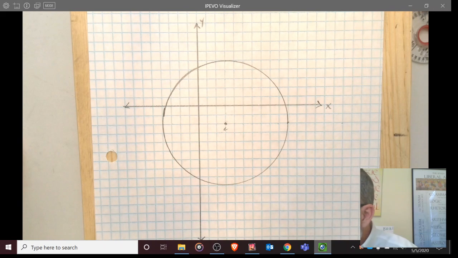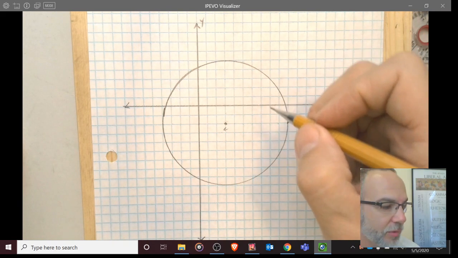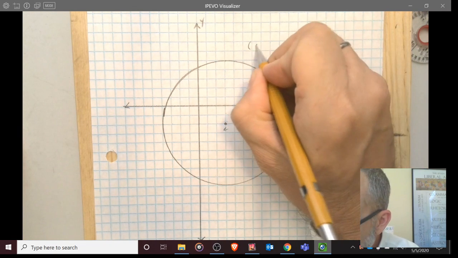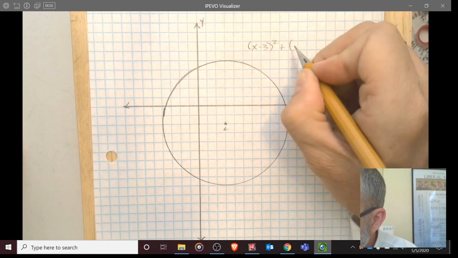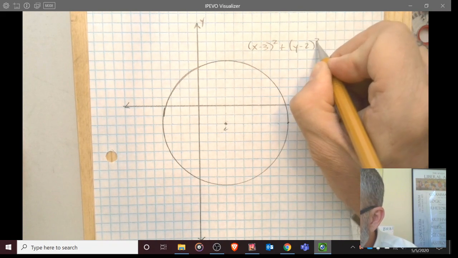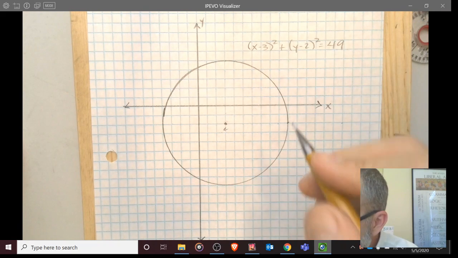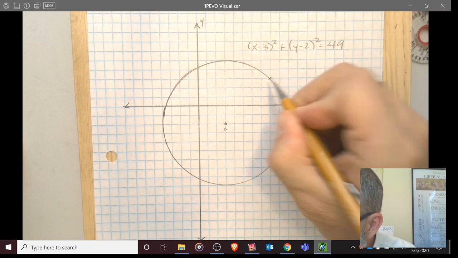I'm in. Okay, so now the equation of this circle is going to be (x minus 3) squared plus (y minus 2) squared equals 49. And so what this means is any point that I pick on the graph of the circle, like this point right here, what is that ordered pair?